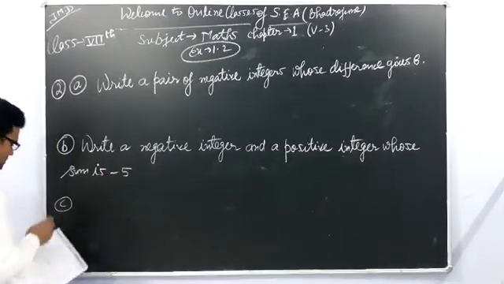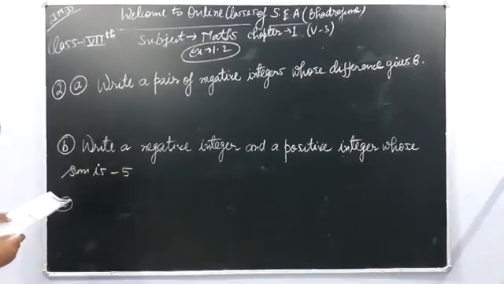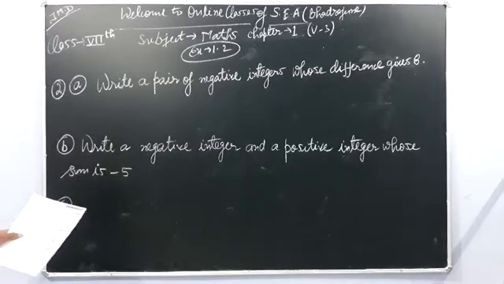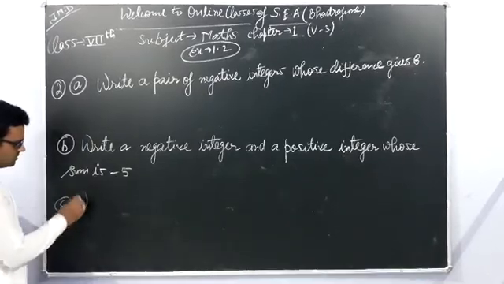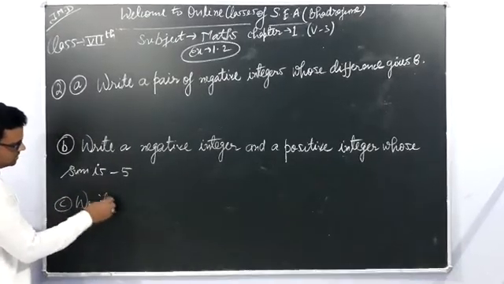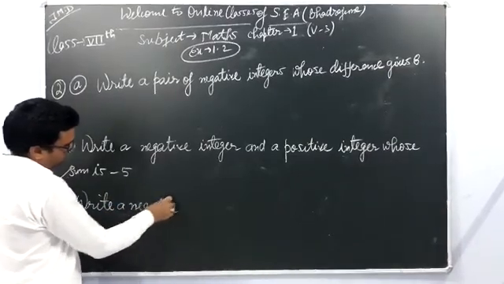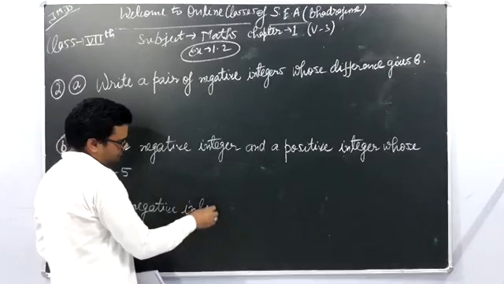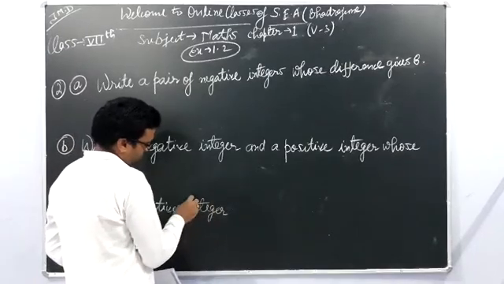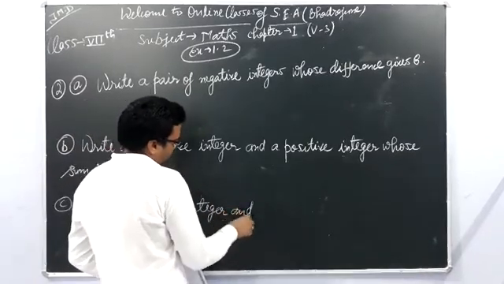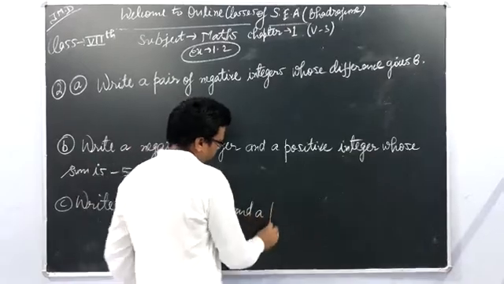Okay, our part C is: write a negative integer and a positive integer.